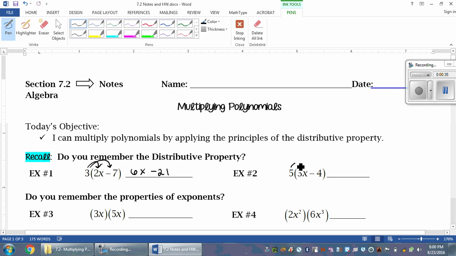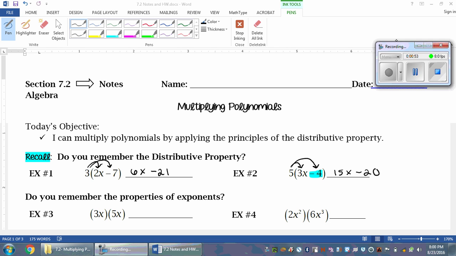Example number 2, I'm going to distribute the 5 to the 3x. 5 times 3x is 15x. And then 5 times negative 4, again, I know it's a negative 4 because it's minus 4 right there, is negative 20, so minus 20.